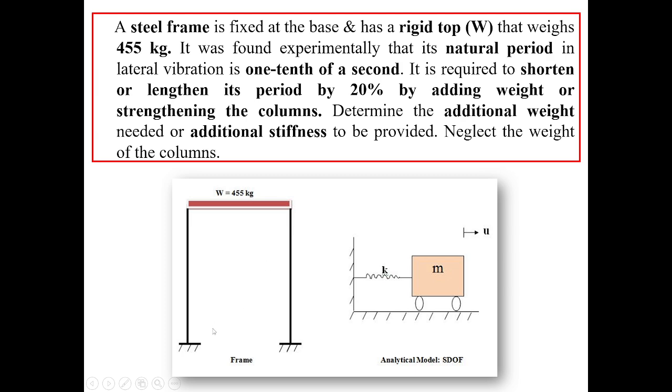So, here this left diagram shows the frame, whereas the right diagram is analytical model or mathematical model of single degree of freedom system, where spring constant K represents the stiffness of the system and mass M is nothing but the mass of the system and U is the displacement. Now let us begin.